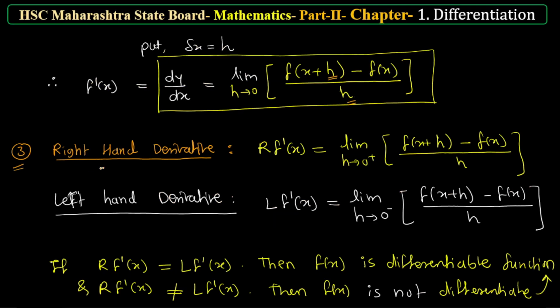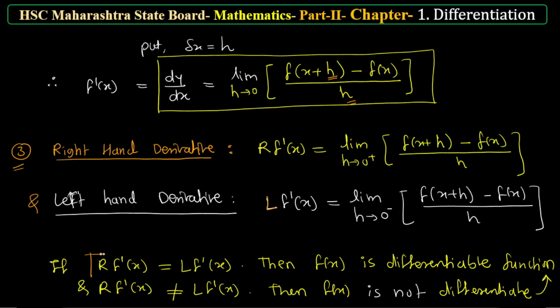Remark 3, right hand derivative किंवा right hand side derivative R f dash of x, means here right hand side derivative limit h tends to 0 plus f of x plus h minus f of x upon h. Now this is the formula for right hand side derivative, and left hand side derivative, here use L f dash of x is equal to limit h tends to 0 minus f of x plus h minus f of x divided by h.